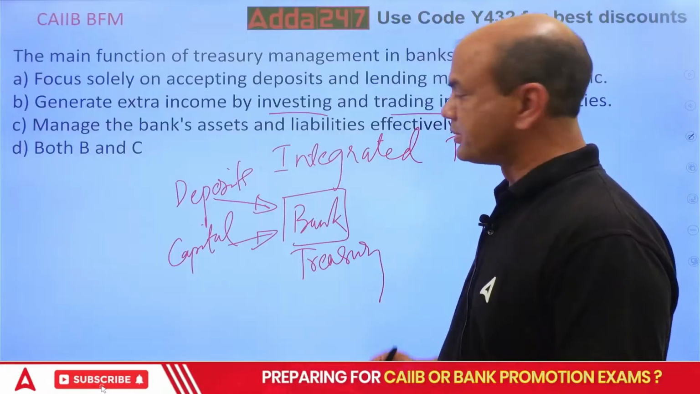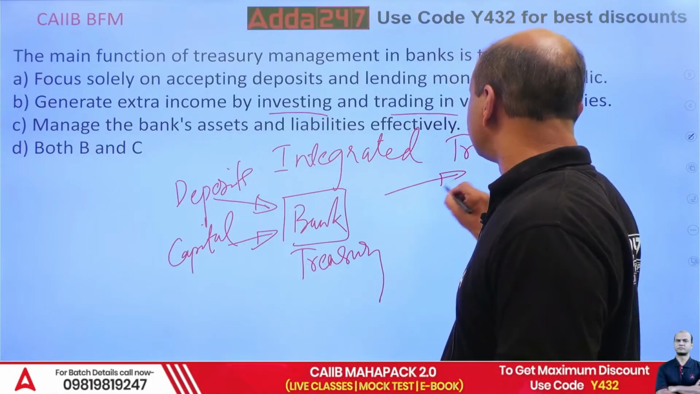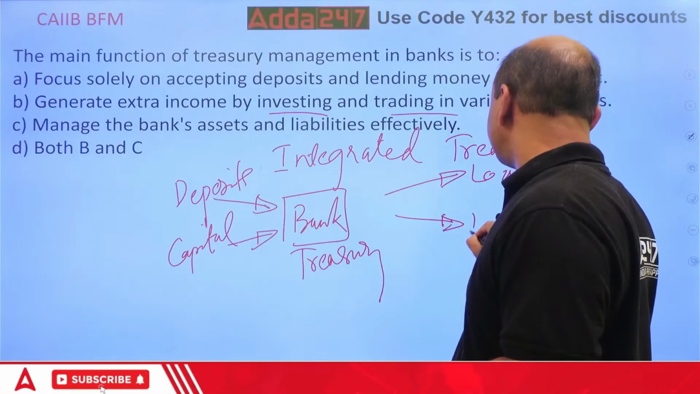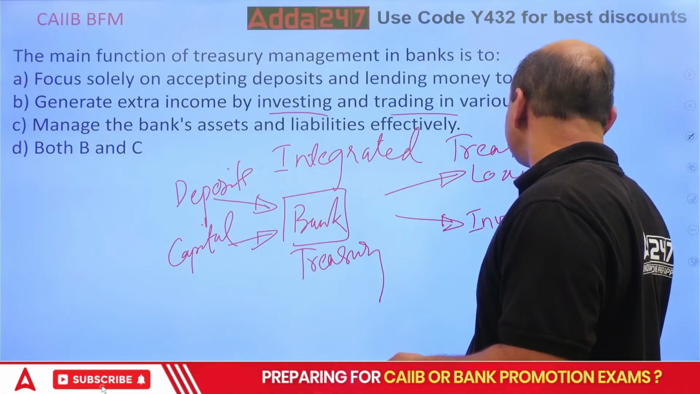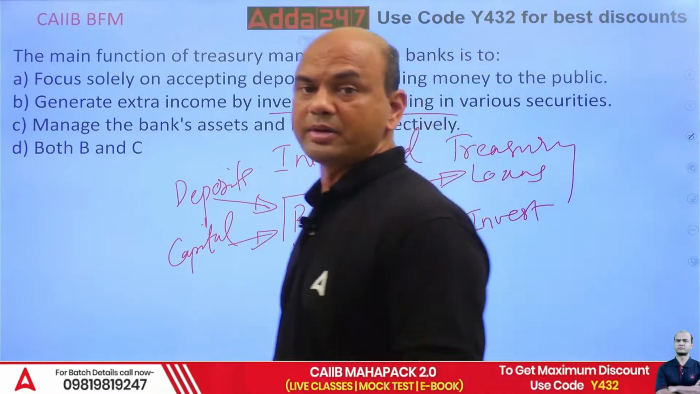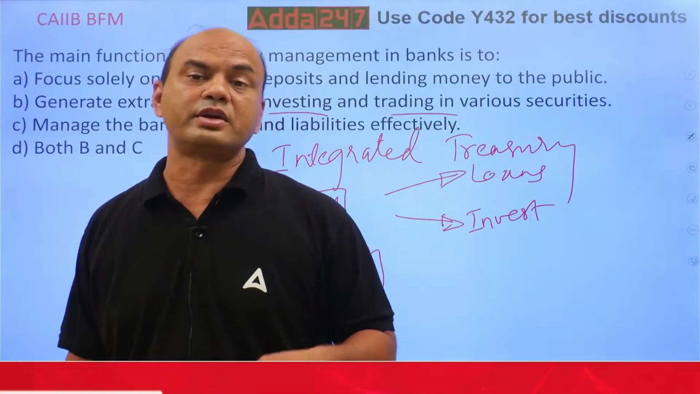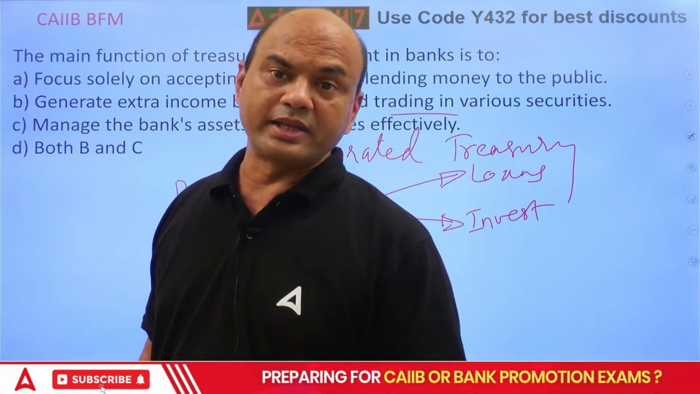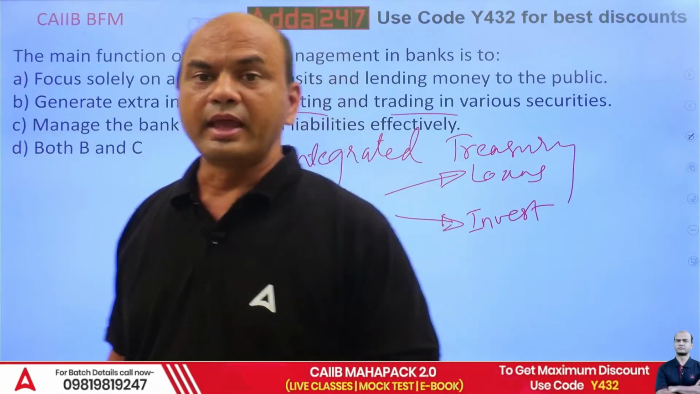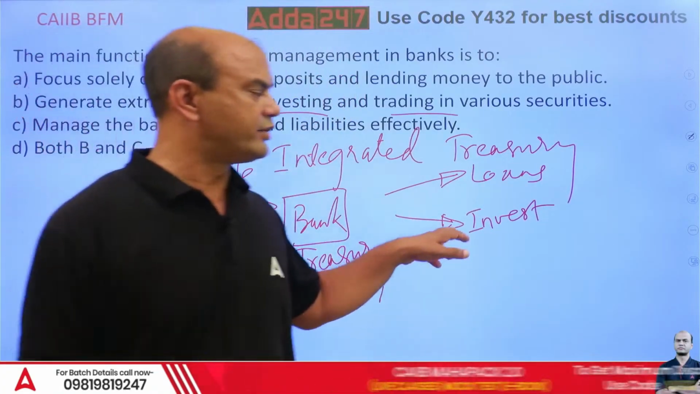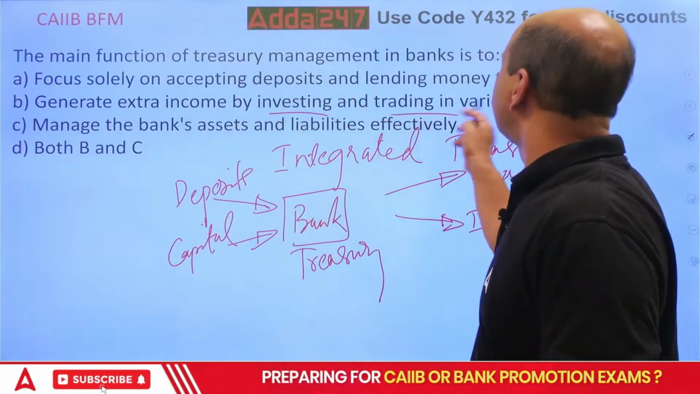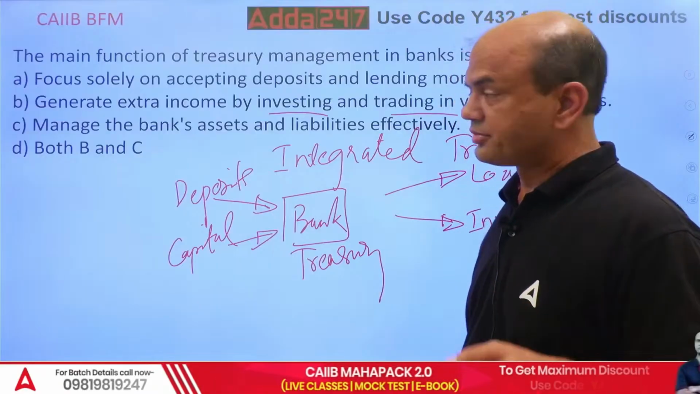What does it do with this money? Either it gives loans or it invests. The loans part is handled by the banking department. Banking means your corporate finance, your trade finance, your retail finance. All these handle the loans part. And treasury handles the investment part. So income by investing and trading in various securities, number one.